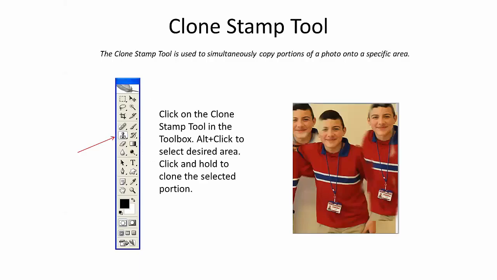Clone Stamp tool. The Clone Stamp tool is used to copy portions of a photo into specific areas. Click on the Clone Stamp tool in the toolbox. Alt-click to select a desired area. Click and hold to clone the selected portion, and you should have many images.